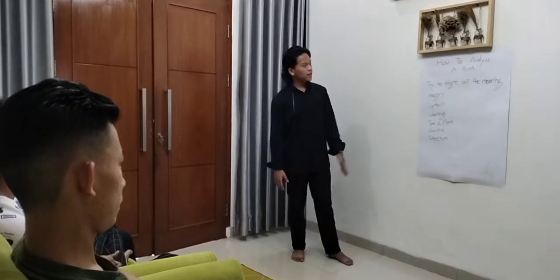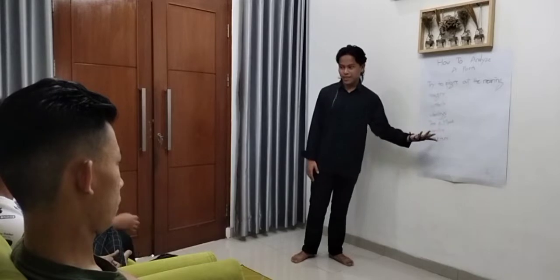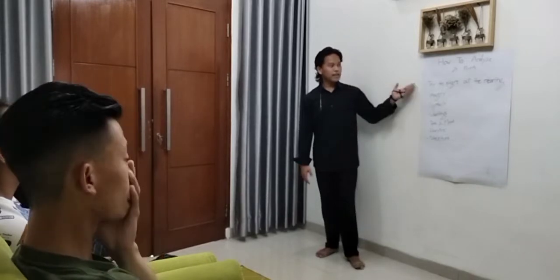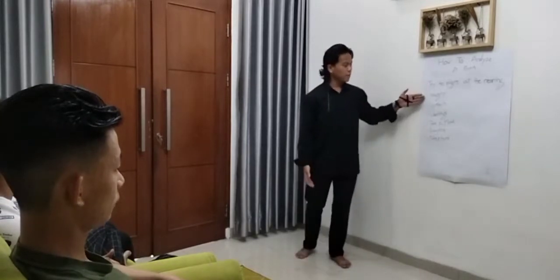So here we have the first point, try to figure out the meaning. If you are talking about a poem, you have to ask yourself, what is the meaning of the poem? Or at least try to think what is the meaning of the poem. It's fine. And then, after you get the meaning, or at least you try to get the meaning, and you find out that maybe I think this poem is this, this is your interpretation of the poem, then you have imagery.